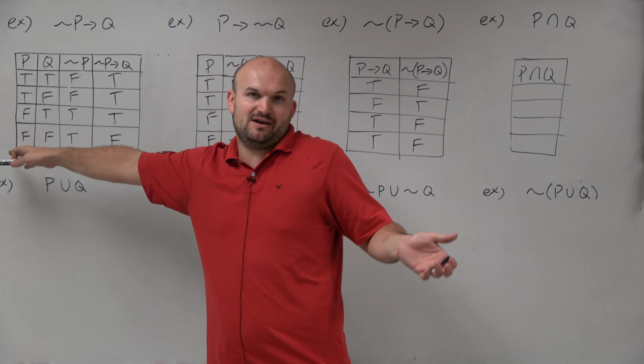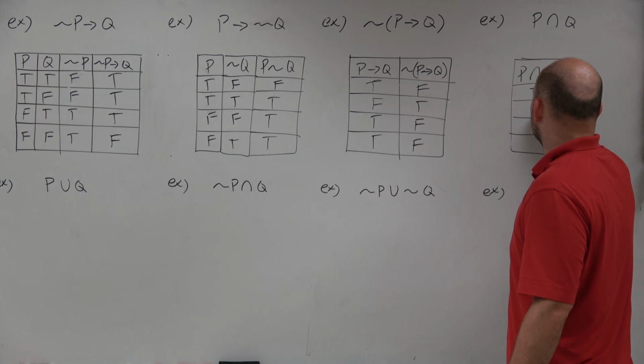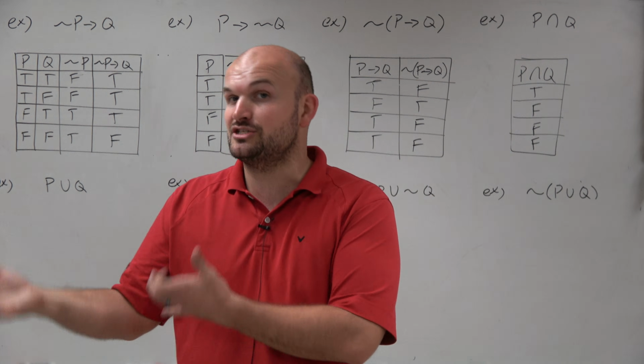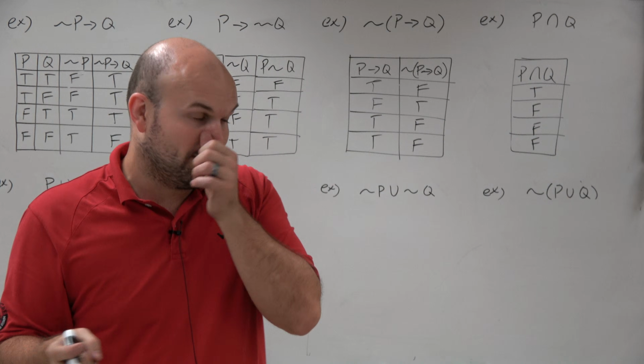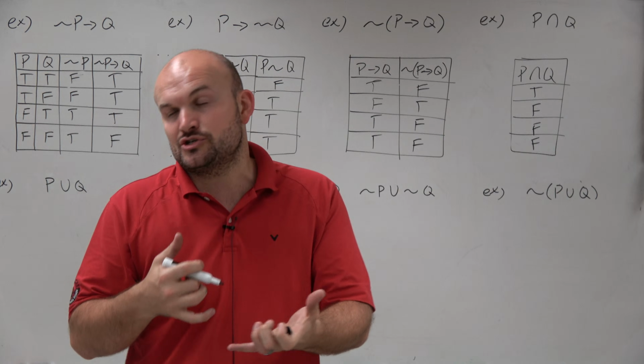Here it has two false. I don't have any truth in there. So therefore, only the first one's true, and then the rest are false. Notice this is not a conditional statement. This is a conjunction statement. It's either and or both. And basically it's saying that the statement is true when both of the statements are true.